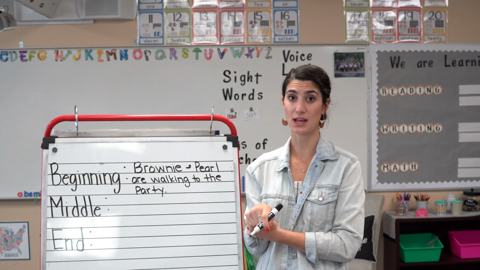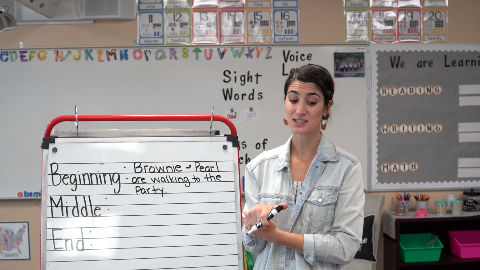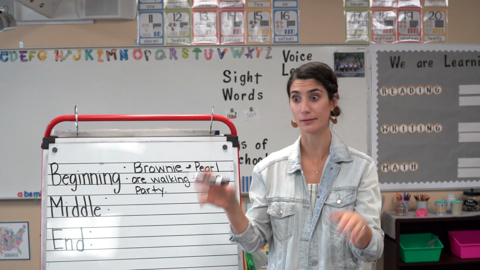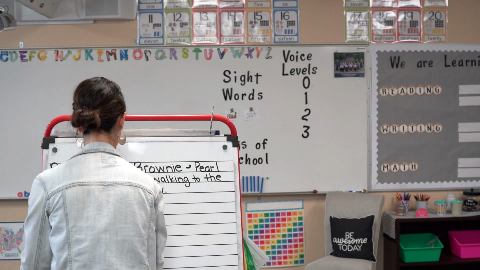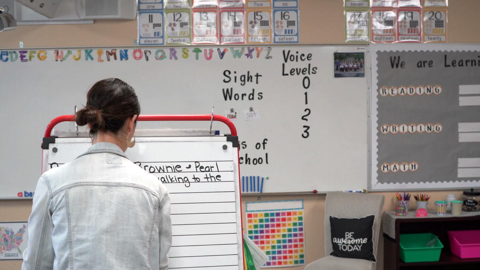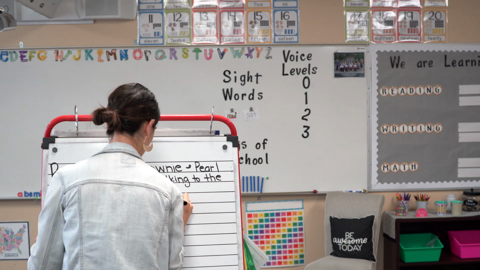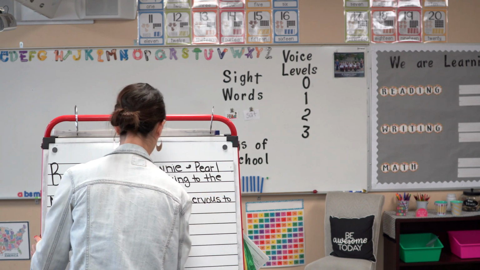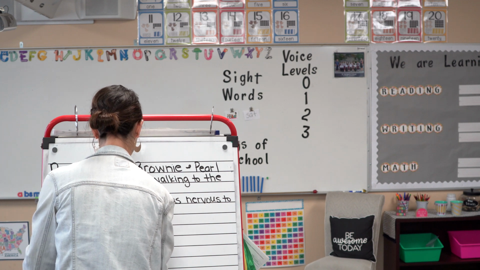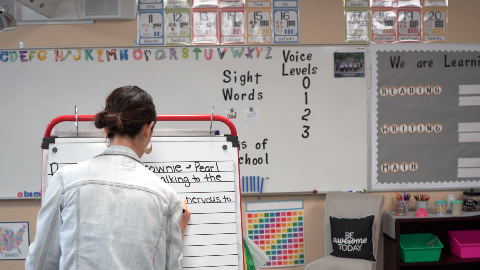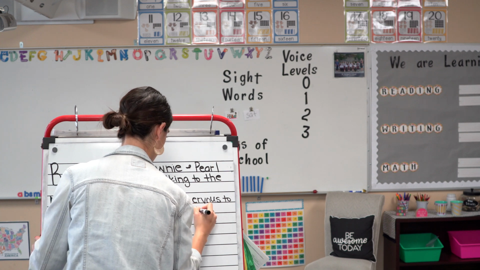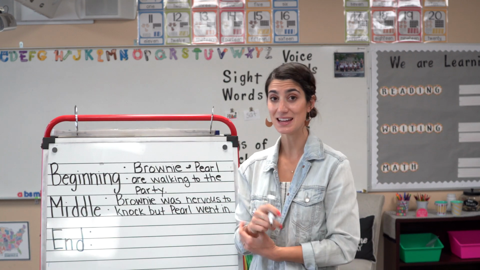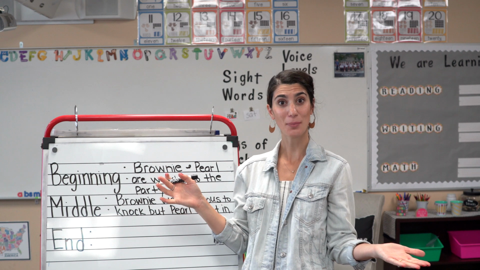In the middle of the story, Brownie was nervous to knock on the door and go in the party, but then Pearl just went right in. All right, and at the end of the story, Brownie had fun at the party.